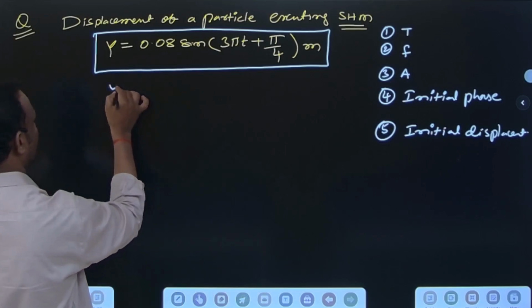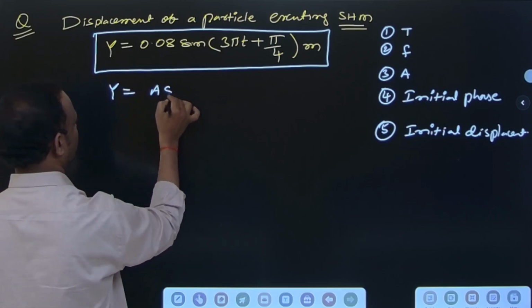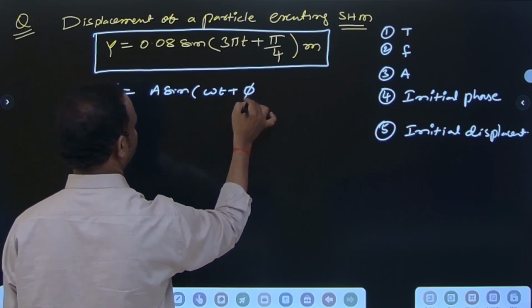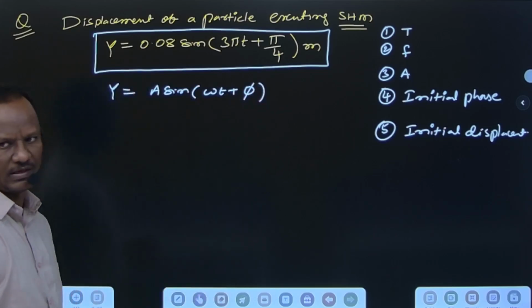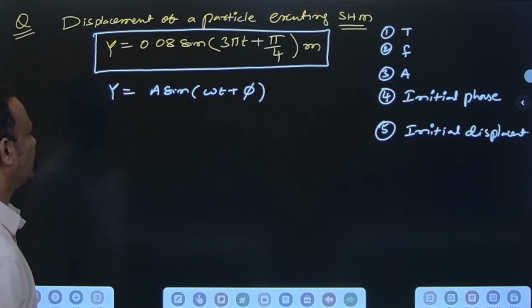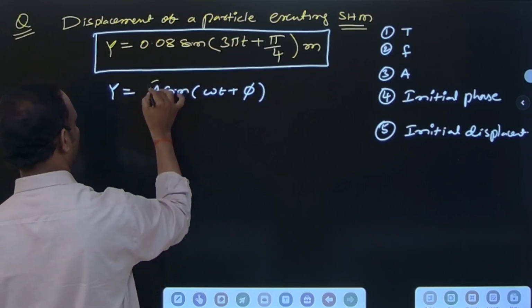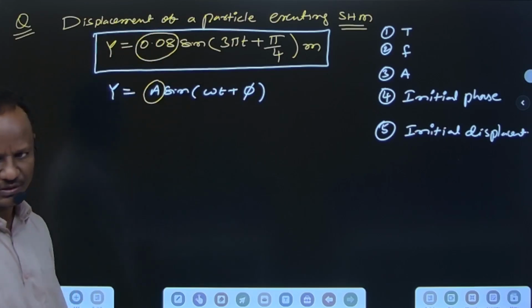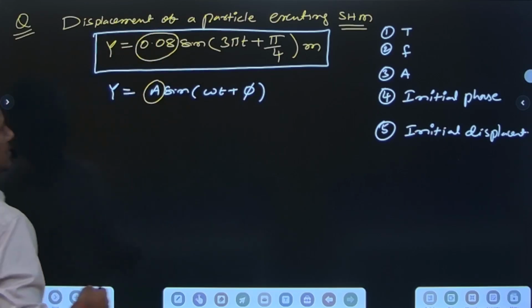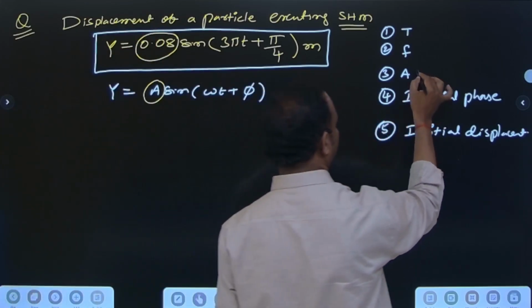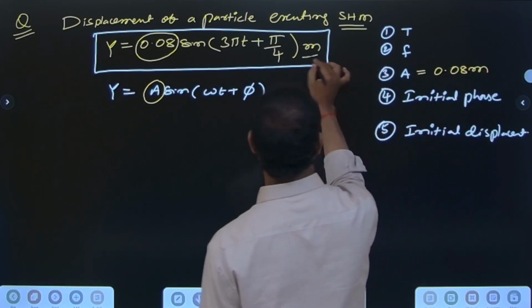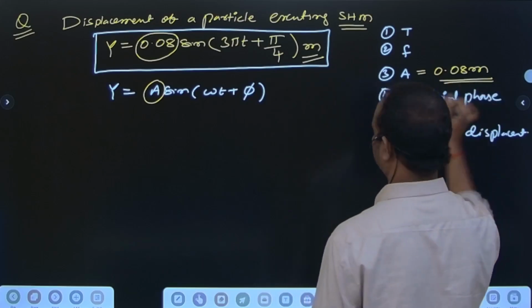This is in the form of y is equal to A sine(omega t plus phi). So A is what? Amplitude. So what is the amplitude? 0.08. For the first one, here you can write 0.08. If it is mentioned in meters, we need to write in meters.